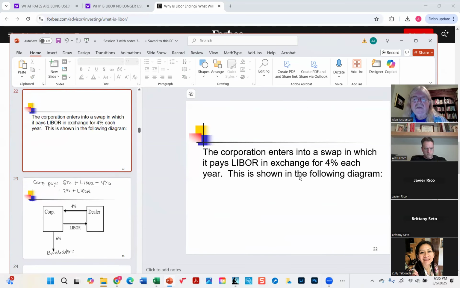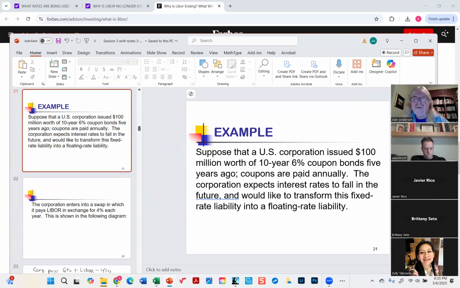Now here is a corporation that, let's say 5 years ago, issued $100 million worth of 10-year 6% coupon bonds with annual coupons. Now, at the moment, they're concerned because they have reason to believe that interest rates will fall in the near future. And that means they would like to swap their current exposure so that they're paying floating rates instead of fixed rates. In other words, it's exactly the opposite of the first case.